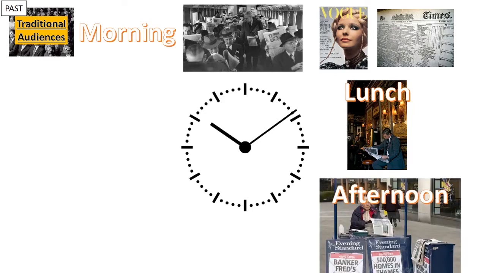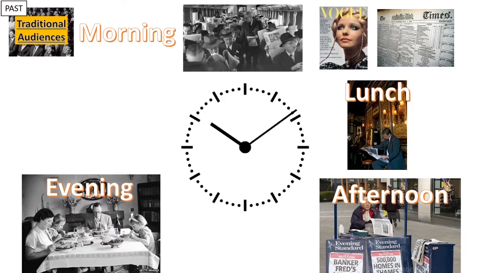In the afternoon, they'd probably pick up a newspaper again. The Evening Standard has very much a cultural significance within London in terms of commuters picking it up and reading it on the way home. In the evening was much more focused around family time. So the family would eat together. Maybe some of you guys still do. It's a bit of a hangover. I certainly did when I was living with my parents.